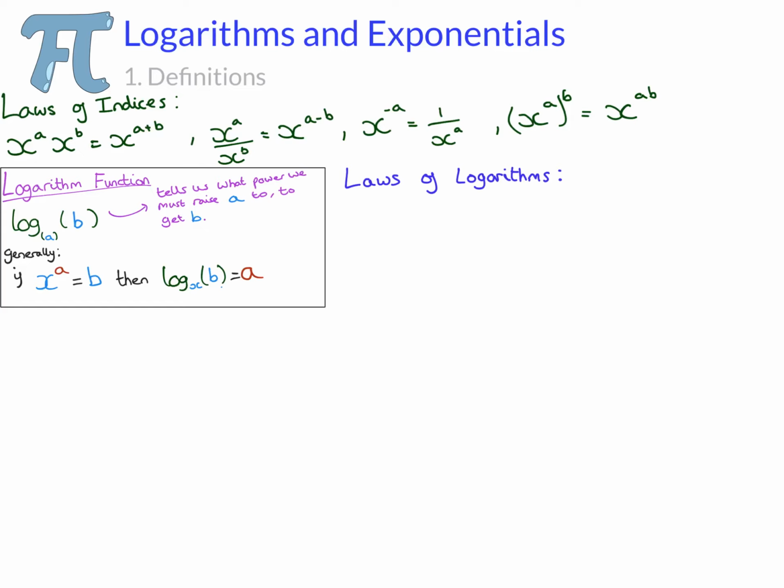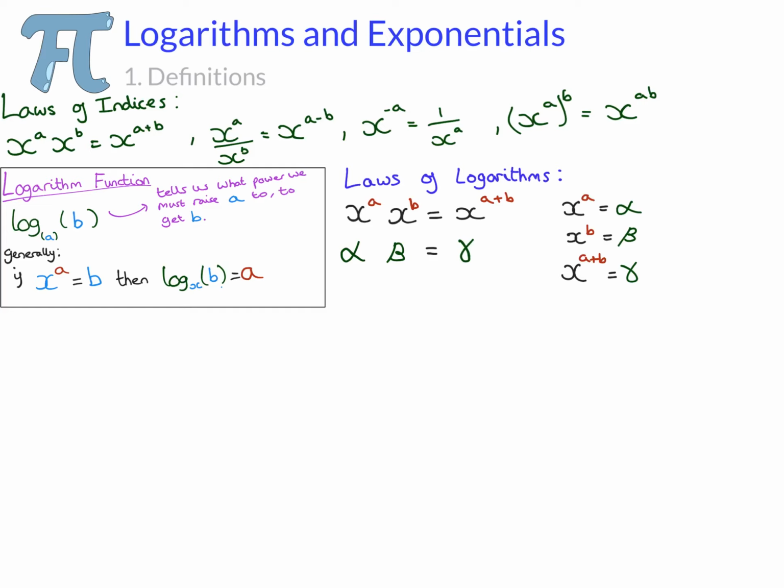Let's consider the first rule of indices, that x to the power of a times x to the power of b is equal to x to the power of a plus b. If we call the first term in this equation alpha, the second beta, and the third gamma, the equation simply looks like alpha times beta is equal to gamma.